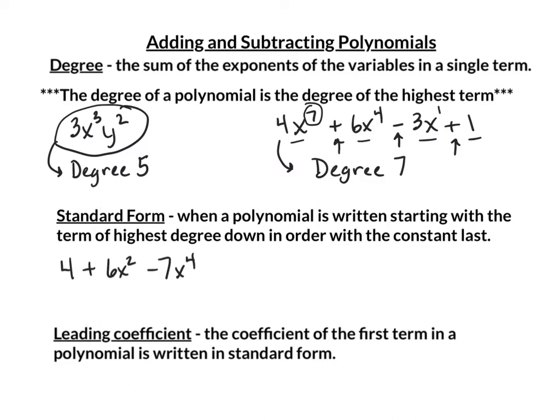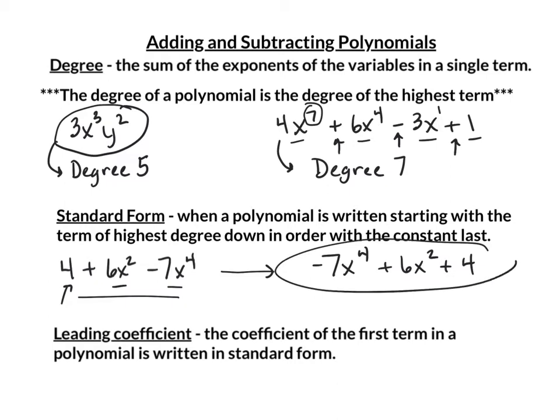Standard form of a polynomial is when I write it from highest degree down. If I look at this polynomial and I want to put it in standard form, the highest degree term is 4. I would put negative 7x to the 4th first. The next highest degree term is 2. That would be plus 6x squared. And as I said earlier, the constant has degree 0. It would go at the end. This one is in standard form. By the way, this polynomial would have degree 4 because the highest degree term is 4.